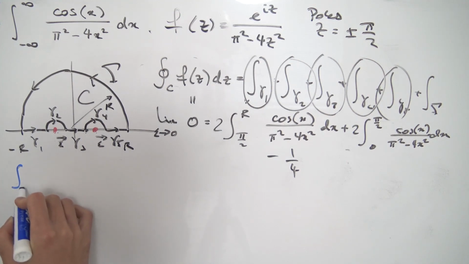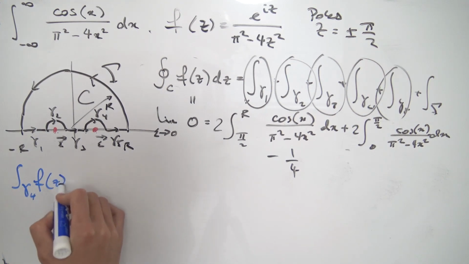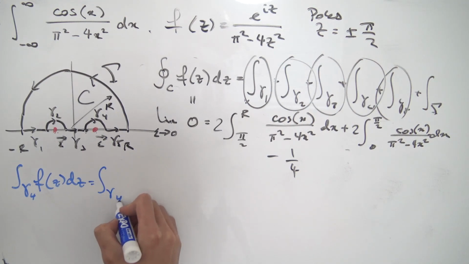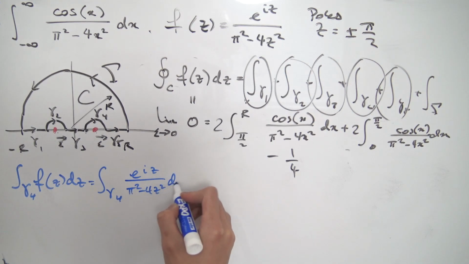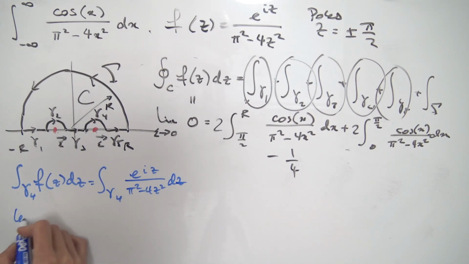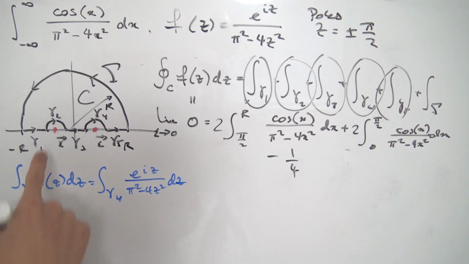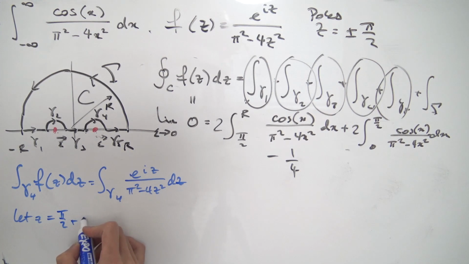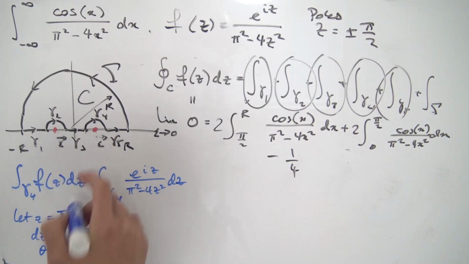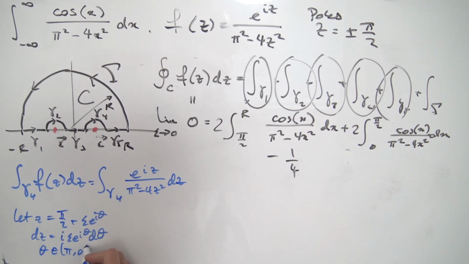So integral over gamma 4 of f of z dz, that's exactly the integral over gamma 4 of e to the i z over pi squared minus 4z squared dz. Let's do our parametrization. So we're going to let z be equal to, now instead of minus pi over 2, we're going to be at pi over 2. And to form a circle around that, we're going to add epsilon e to the i theta. So that means that our dz is equal to the derivative of this thing, which is i epsilon e to the i theta d theta. And of course our theta also goes from pi to 0. So theta goes from pi to 0 like so.